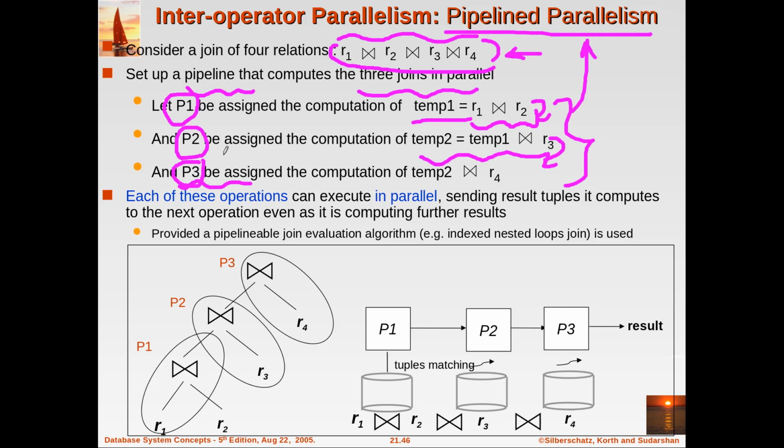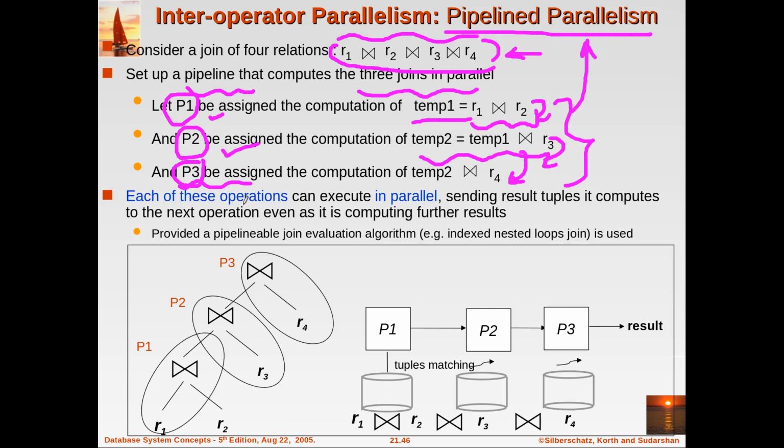So P2 is not waiting for the completion of the entire P1. Similarly, P3 is not waiting for P2 to complete its entire operation. Whatever tuples each processor generates will be forwarded to the next processor, so that it can perform the join on those tuples that have already been generated, and the intermediate result will be given to the next processor for the remaining join operation with the other relation.